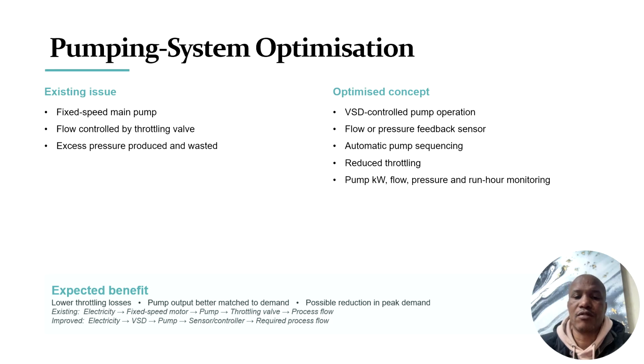So instead of having a throttling valve, we try to regulate our flow and pressure using the VSD by controlling speed, and sequencing would be a better option.